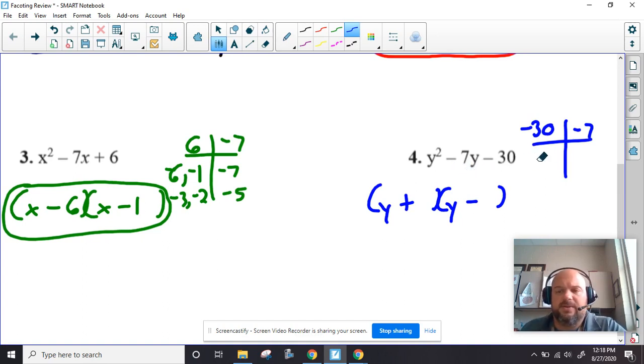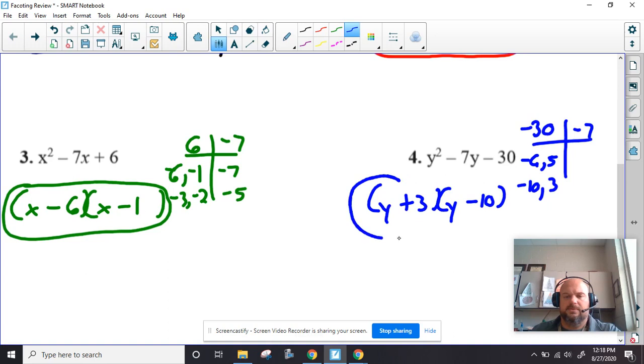So things that go into 30. Now, I could list all the factors. Some people are going to figure it out. The main ones that people think of when they think of 30 are negative 6 and 5, because 6 times 5, the bigger number is negative. And negative 10 and 3. Well, negative 10 and 3 is what's going to work for us right here, because when we combine those, we get negative 7.